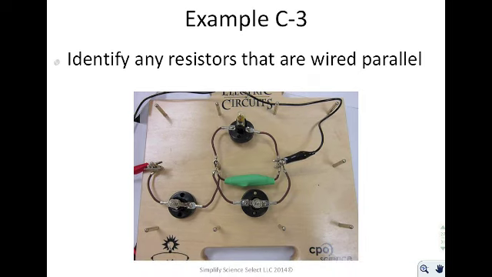Identify any resistors that are wired in parallel. Parallel is where you have a choice, where you can go through this resistor or this resistor, or this resistor. When I get to this point right here, I can go this way, or this way, and still make it to the other end of the circuit. So these three resistors right here are said to be wired in parallel.